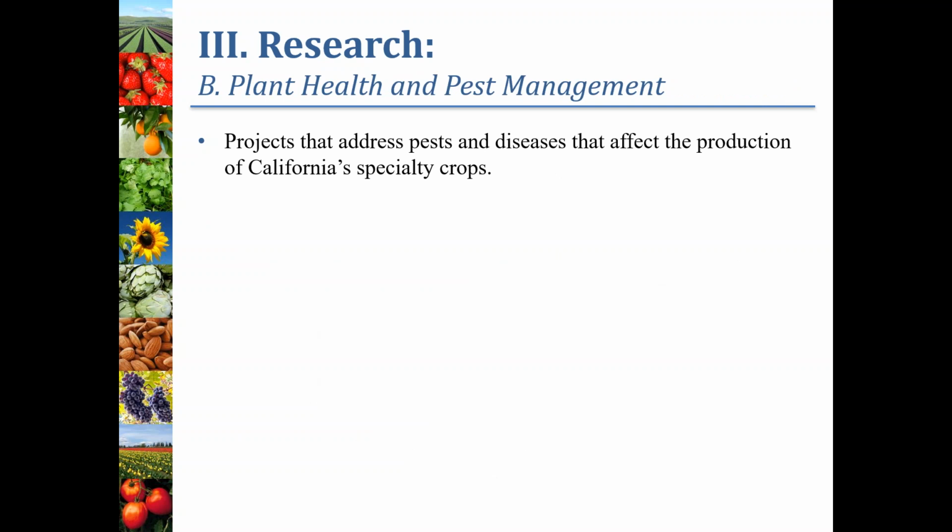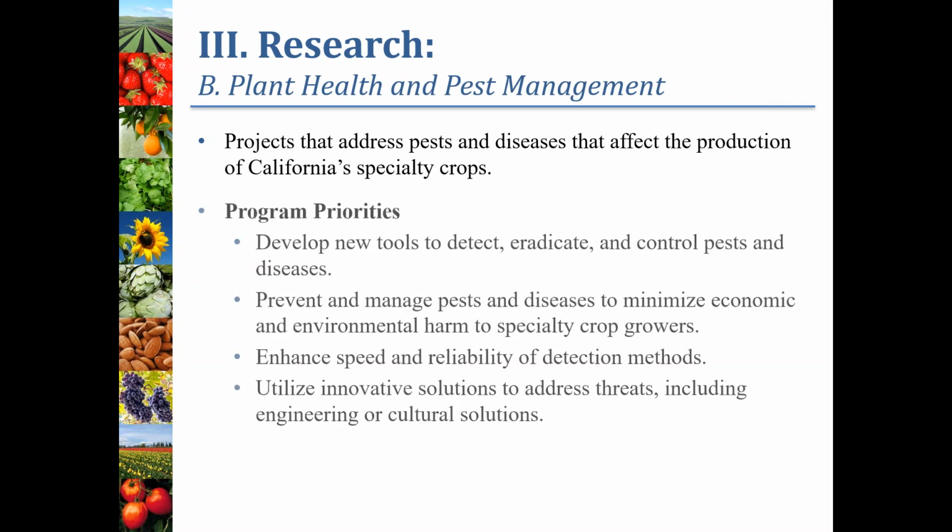Research Category B is Plant Health and Pest Management. Projects submitted to this category should address pests and diseases that affect the production of California specialty crops. There are 4 program priorities in this category.